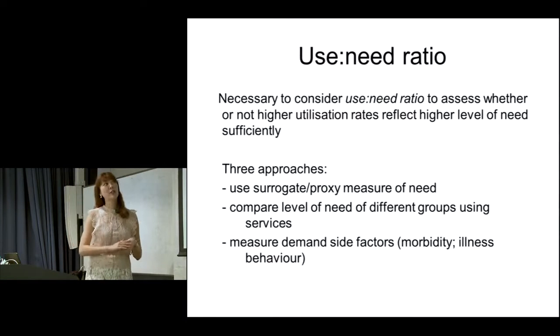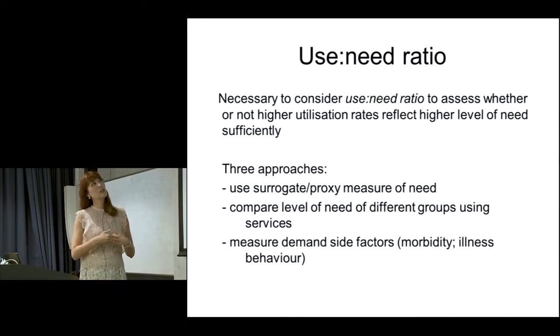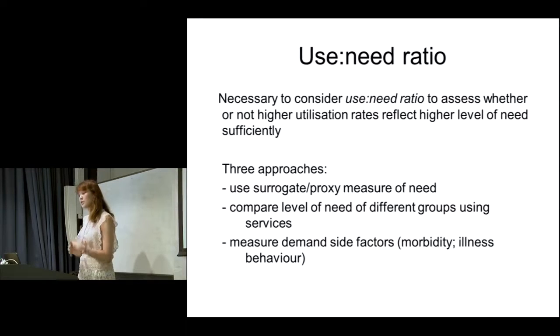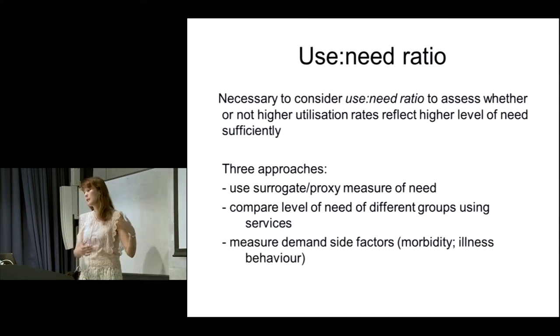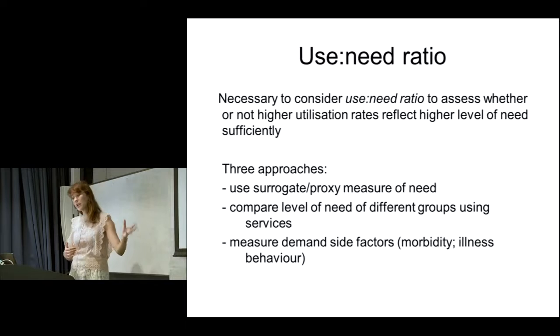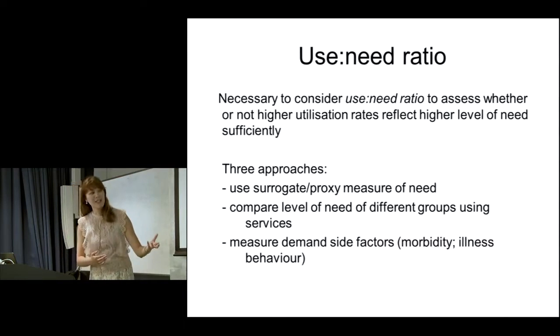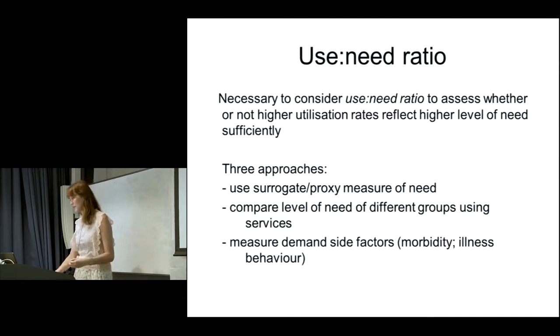To do that, we have to consider one more thing. The use-need ratio. It's necessary for us to consider use relative to need to think about whether or not these higher utilization rates reflect the higher level of need sufficiently. Okay, so it's difficult to know true need. We can use a surrogate or proxy measure of need. And then we want to compare that across different groups using the same service. And then we also need to measure the demand side factors like morbidity and illness behavior.